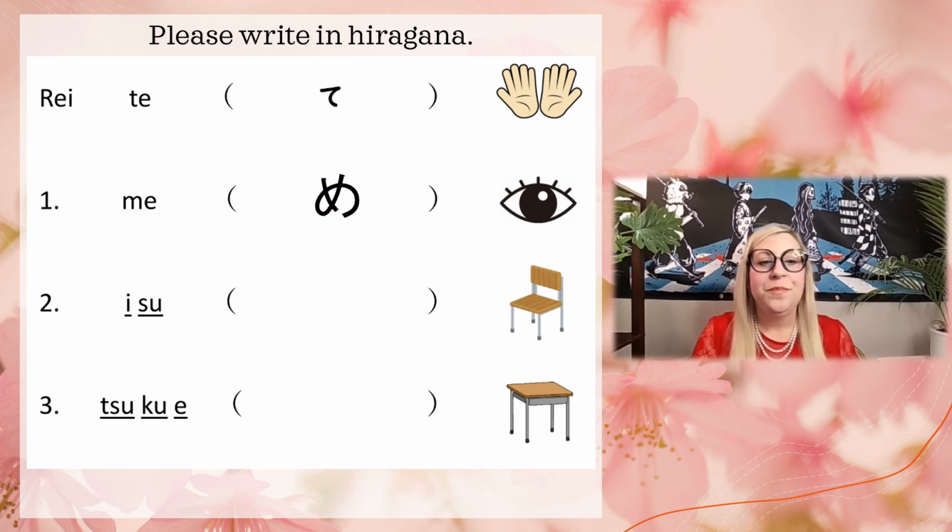Number 2, isu. And on the right, we see that means chair, isu, chair. So we have two hiragana, the hiragana for i and the hiragana for su. And that is isu, chair.